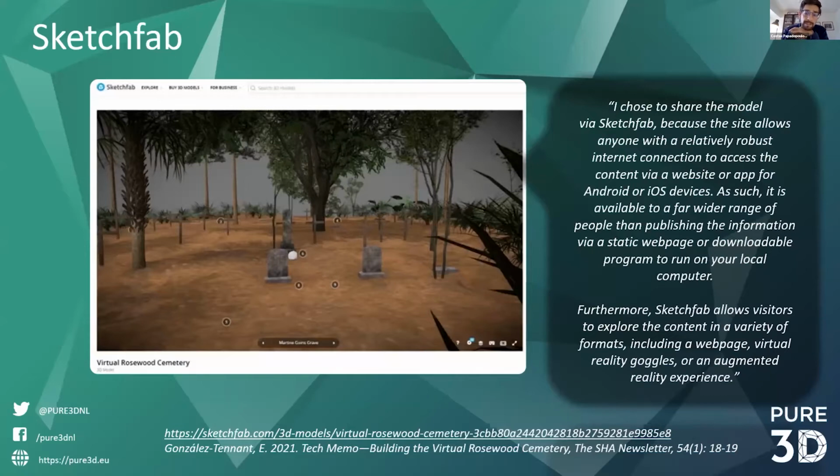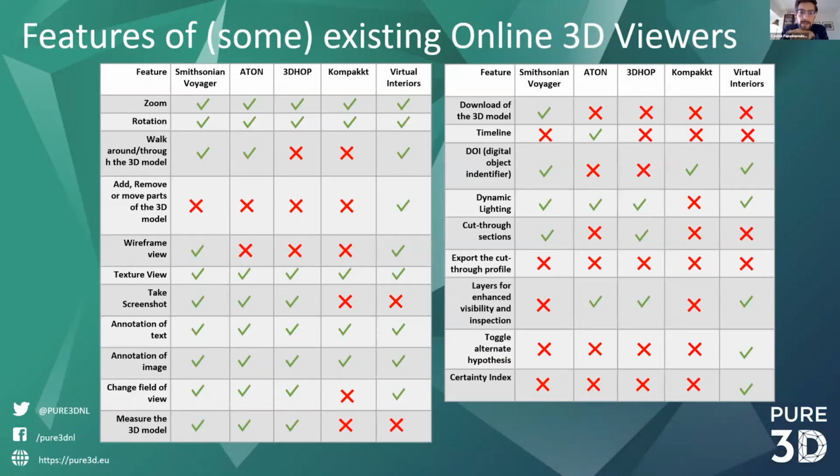There are some examples, such as the virtual Rosewood Cemetery, that is a more complex environment that has been uploaded to Sketchfab. And although not the best solution, Sketchfab has provided many functionalities that enable an engaging user experience. Still, though, the content that would make this a 3D scholarly edition can only be found in more conventional publication venues.